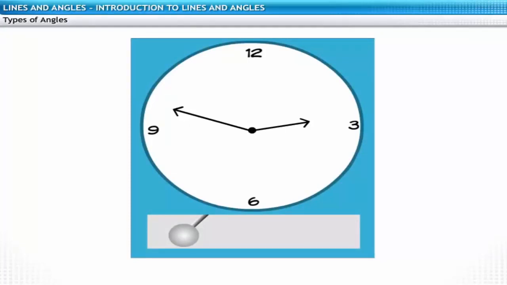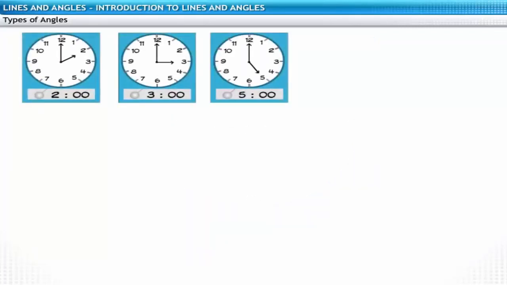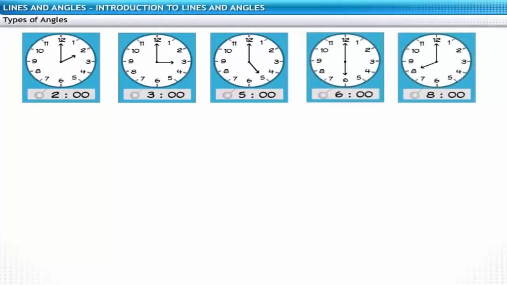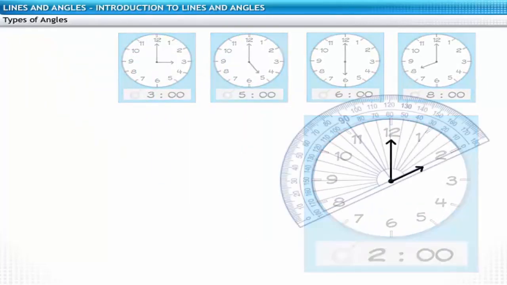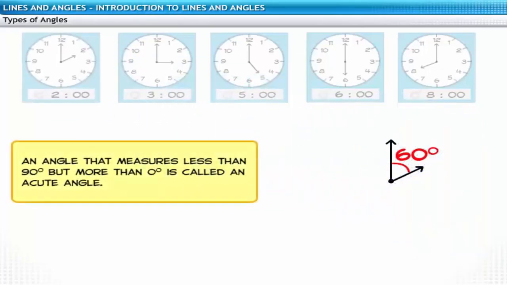First, let's quickly review our understanding of the different types of angles based on their measures. We'll use a clock for this activity. Let's assume the two hands of the clock represent two rays. Now, let's note down the measure of angles at different times. At 2 p.m., the angle formed is 60 degrees. An angle that measures less than 90 degrees but more than 0 degrees is called an acute angle.